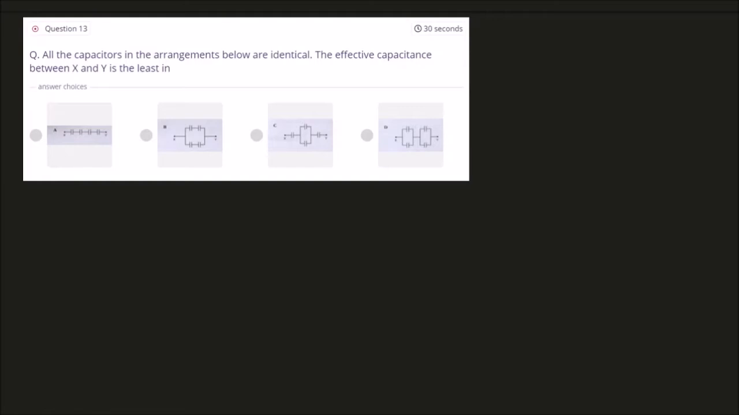Okay, I'm sorry for the small picture, but as you can see, there are 4 capacitors in A, B, C, and D. All of these combinations are made out of 4 capacitors, just connected differently. Let's find out which one of them has the least effective capacitance.